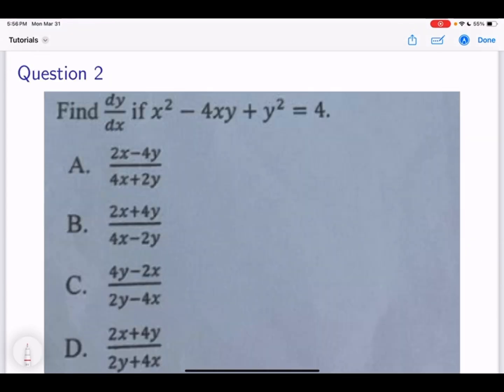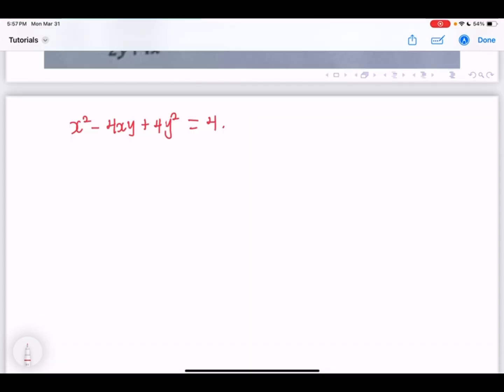Now with question 2, we have a function x squared minus 4xy plus y squared is equal to 4. And we have to find the rate of change of y with respect to x. So here we are being asked to find the rate of change of this given function.